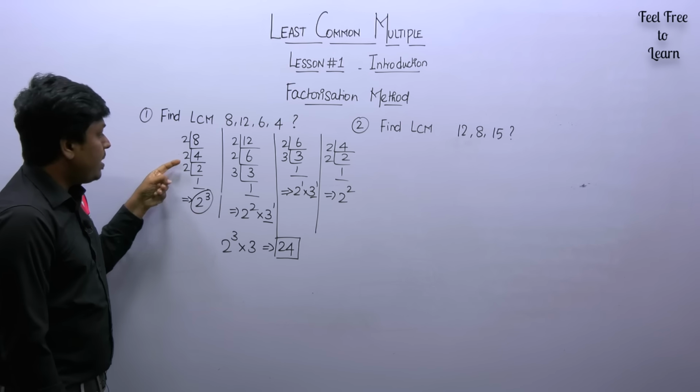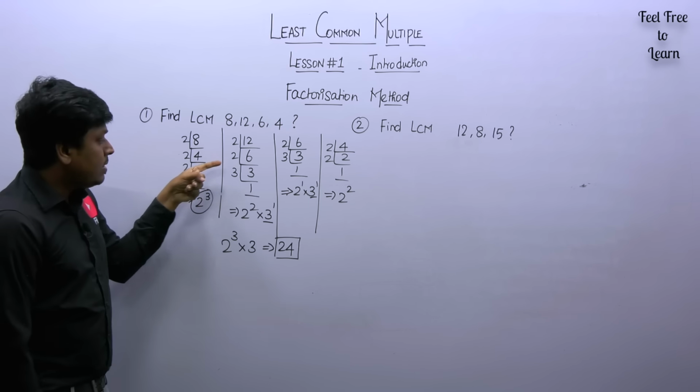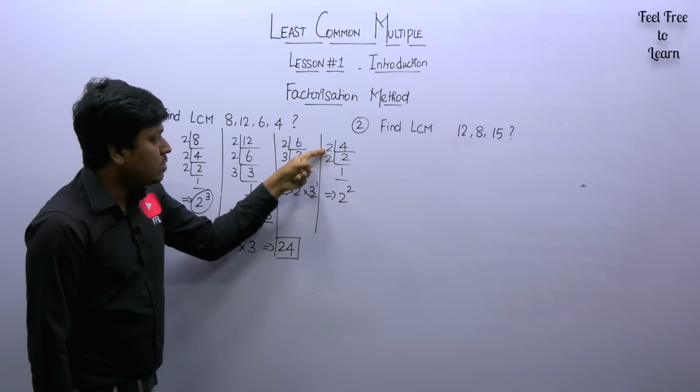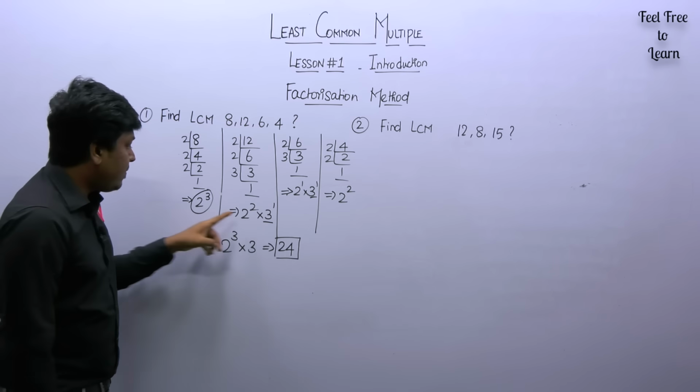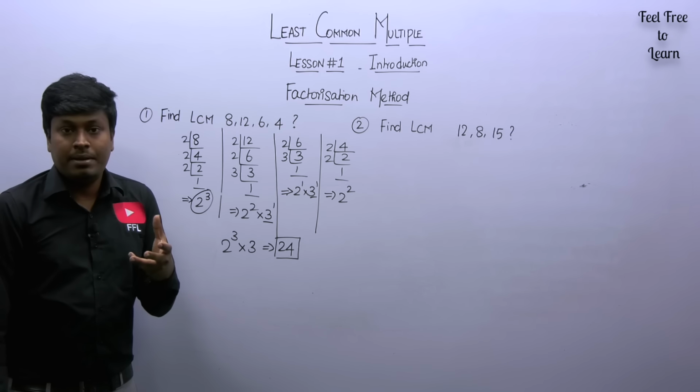Divide by 2, divide by 2, divide by 2. So finally I am writing this as 2 power 3. So this can be written as 2 square into 3. 2 power 1, 3 power 1, 2 square. So finally, after finding all the factors, the last step is you need to pick the highest power.